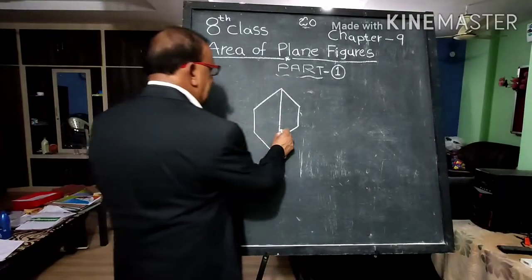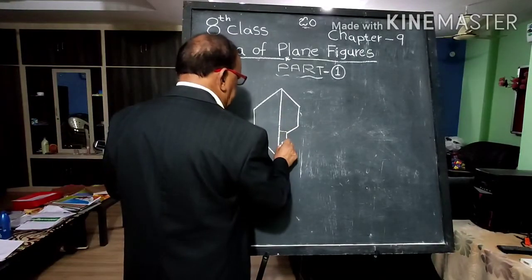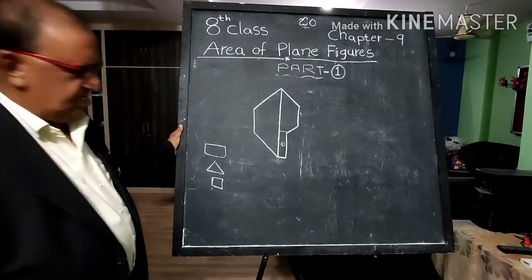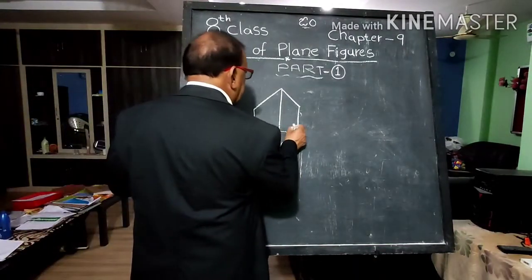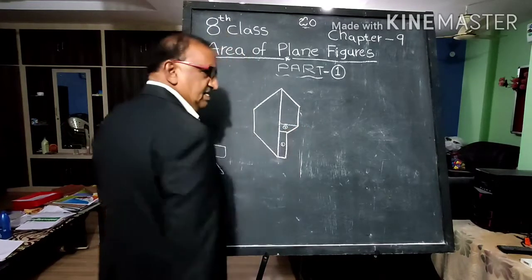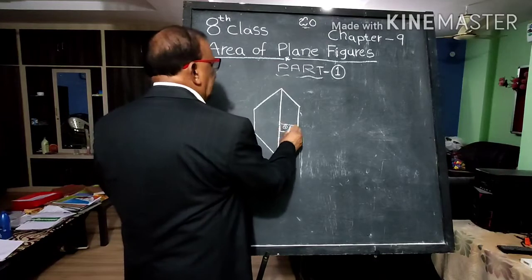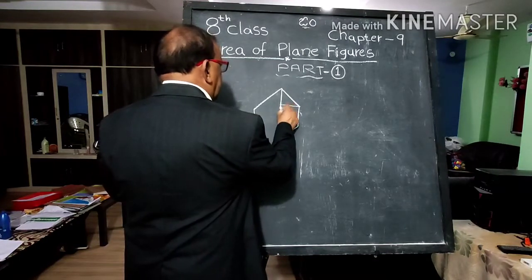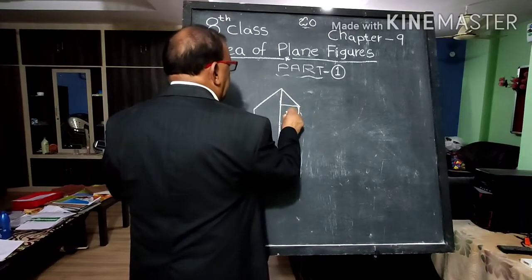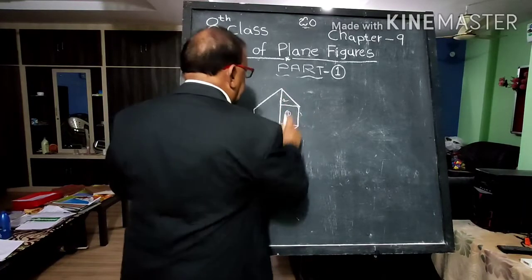Suppose I draw a line like this, then what is this? This one, number one, is becoming a rectangle. Now if I draw a line like this, number two, this is a trapezium. These two lines are parallel, this is the height. And now I draw a line like this, then this is a rectangle. Now what is this one? This is 3, this is 4, this is a triangle.